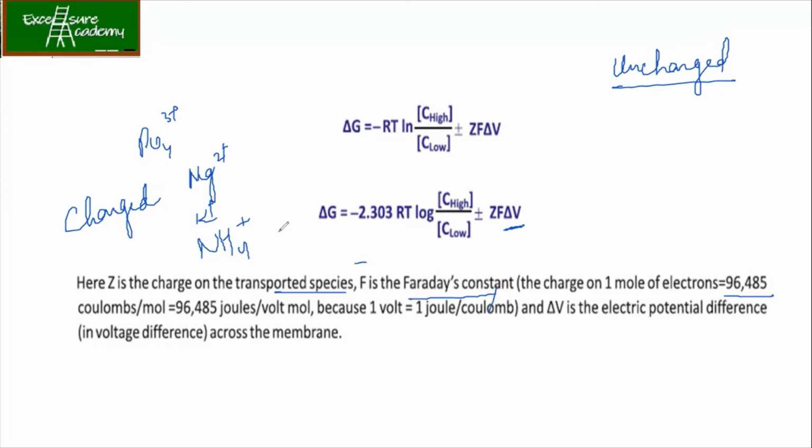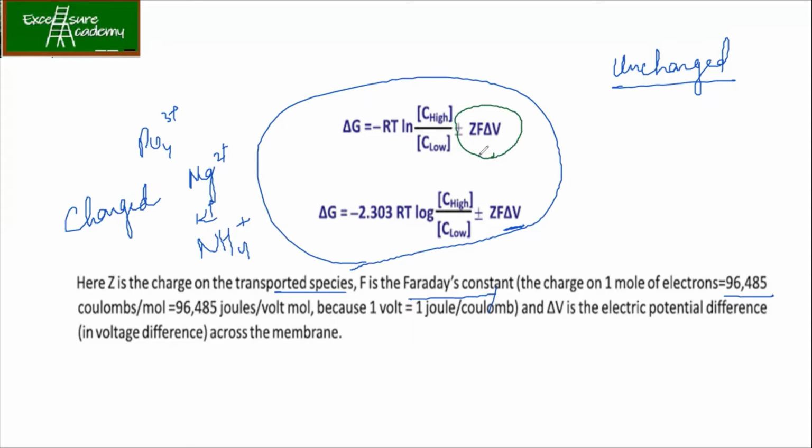So the equation we have just learned gets modified when you have a charged species. Plus or minus: plus if you have cations, minus if you have anions. Simple. This is another important point which you have to remember.